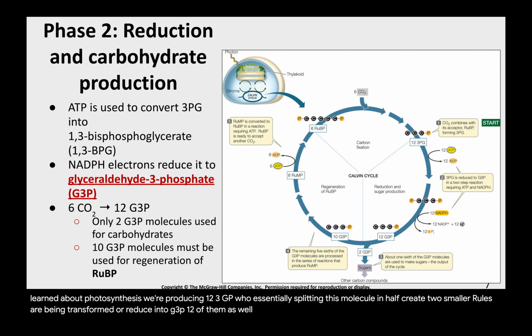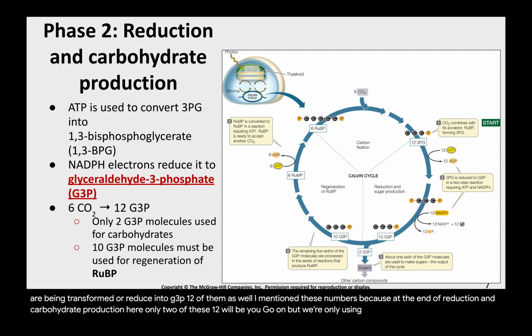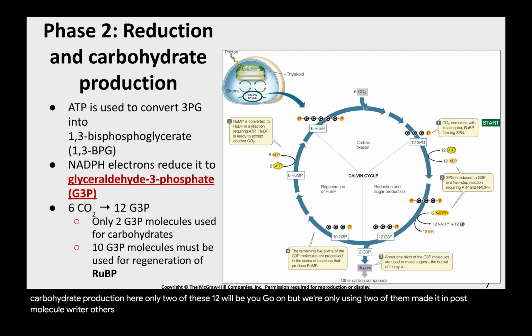I mention these numbers because at the end of reduction and carbohydrate production here, only 2 of these 12 G3P will be used to make glucose. So we're producing a lot, but we're only using 2 of them to make a glucose molecule, or other sugars, most commonly glucose. All right?